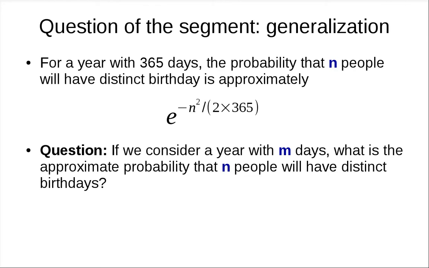Alright, so this is the question of the segment. Previously we dealt with a typical year with 365 days, and there are n people. But this question generalizes to many settings which are fairly interesting. As a mathematician, or if you want to look at some general examples, we might want to consider a year with m days, and ask what's the probability that n people have different birthdays. Can you use the same kind of analysis and approximation to come up with some term like this for the case where we have m days? That's the question, and please think about it before watching the next video.